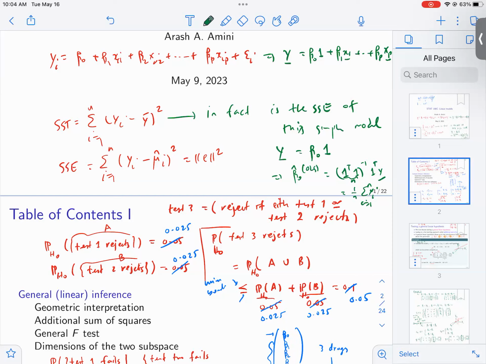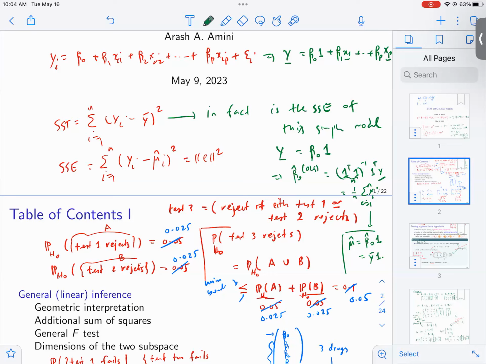And then this would just be yi minus mu hat. Mu hat would be just beta hat 0 times 1, which is just beta hat 0. Beta hat 0 would be y bar. So all the fitted values would be just y bar, constant. And so that's really the SSE of this simple model.